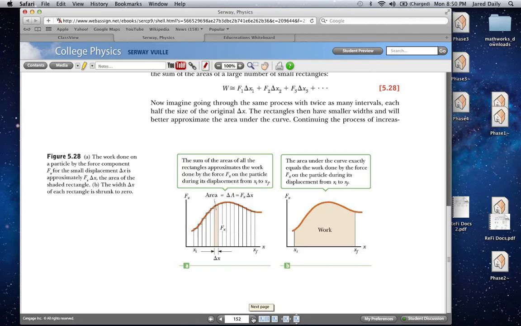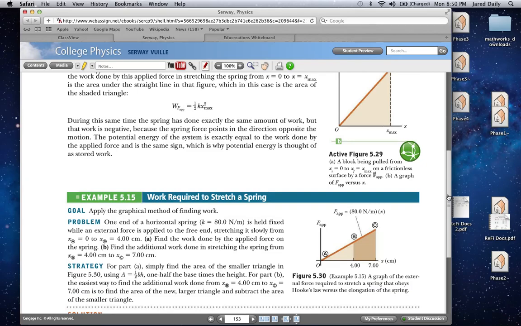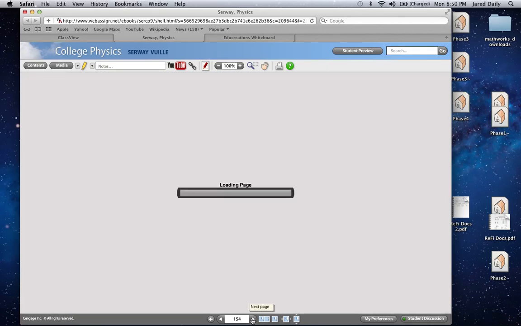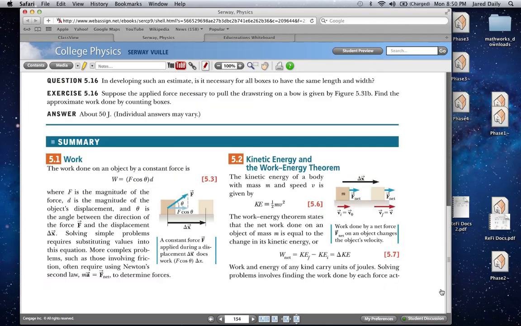Can't remember if we looked at all the homework. I think we did. I'm pretty sure we did. So, yeah, here's the part where we were counting boxes. All right, so now we're at the end of the chapter, and that's great.